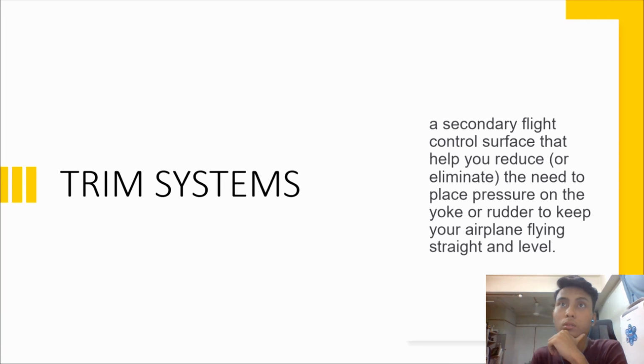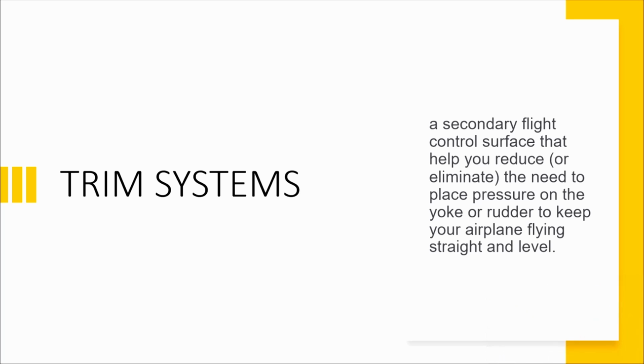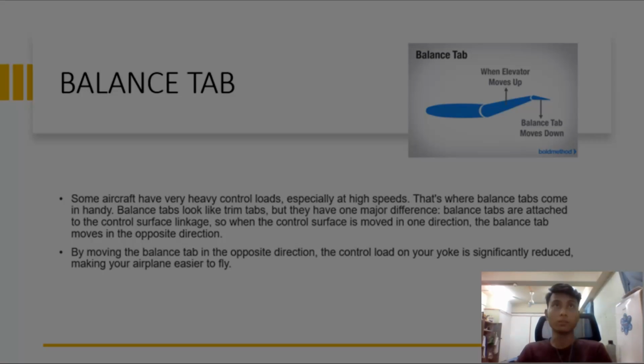From now on, I will continue the presentation on the trim system, specifically trim tabs. So what are trim tabs? They are secondary flight control surfaces that help you reduce or eliminate the need to place pressure on the yoke, or rather to keep your airplane flying straight and level. There are four main types of trim tab. Number one is the trim tab, then balance tab, anti-servo tabs, and the last one is ground adjustable tabs. Now that you know the four types of trim tabs, let's take a look at how each one of them works. The first one is the balance tab.